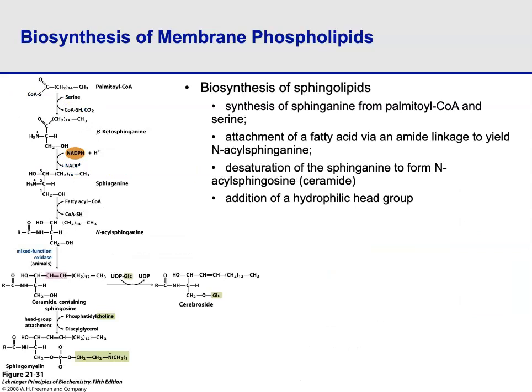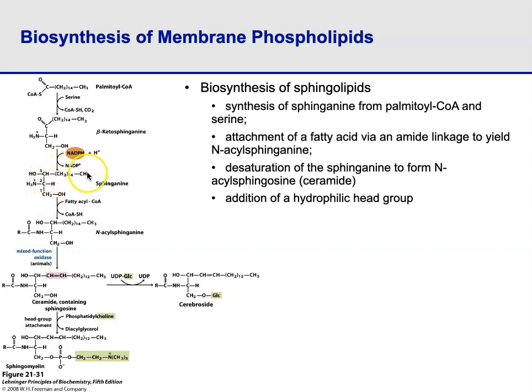Now let's look at the biosynthesis of sphingolipids. So it begins with activated palmitic acid or palmitoyl-CoA, and then a serine is added to the activated palmitic acid, and the product is reduced to form sphingosine. Now you can see that we have a long carbon chain amino alcohol. So sphingosine is an amino alcohol, and that is because we added serine, which has an amino group, to a long chain fatty acid, which is palmitic acid, 16 carbons.